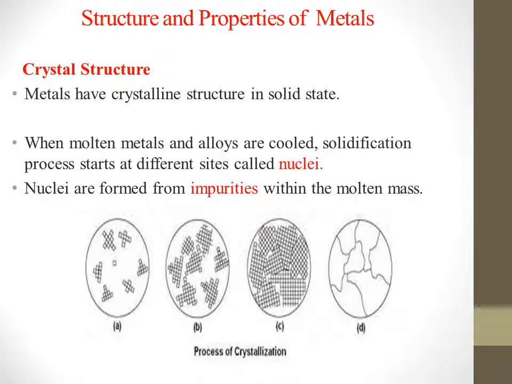Now, just a little bit about the structure and properties of metals. Metals have a crystalline structure in the solid state. So when molten metal and alloys are cooled, the solidification process starts at different sites called nuclei. These are the single centers or sites from which the dendrites will arise and crystal growth will occur.